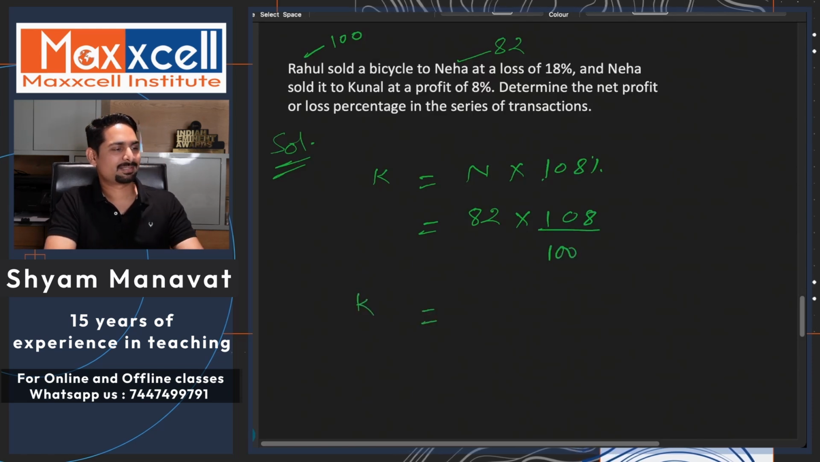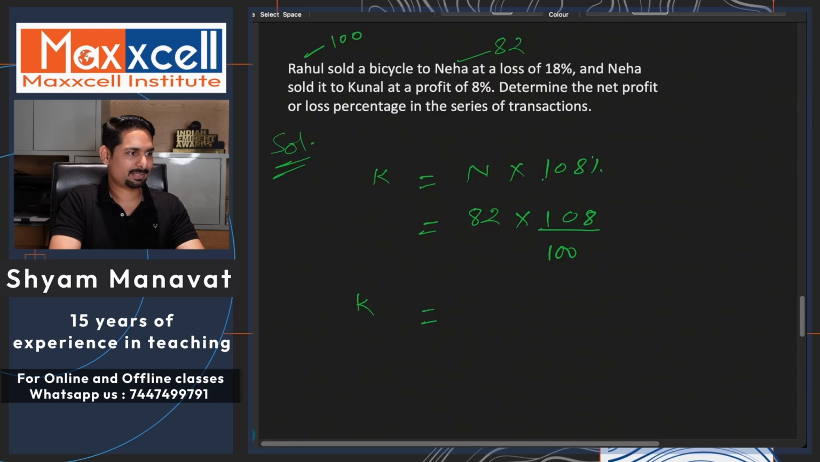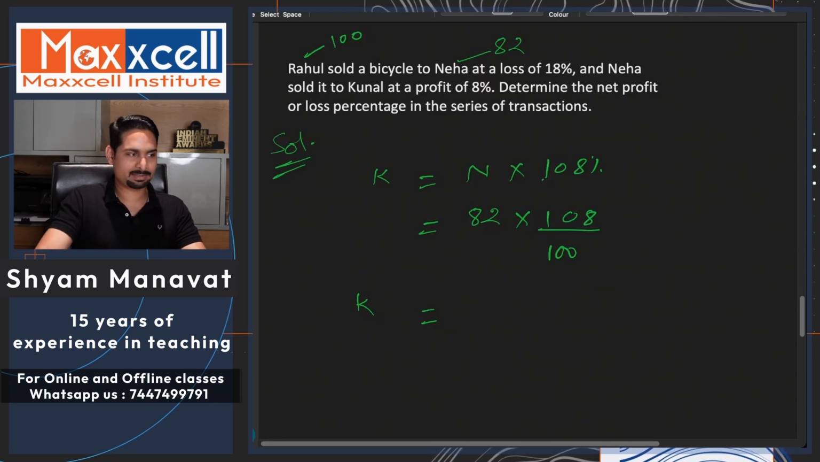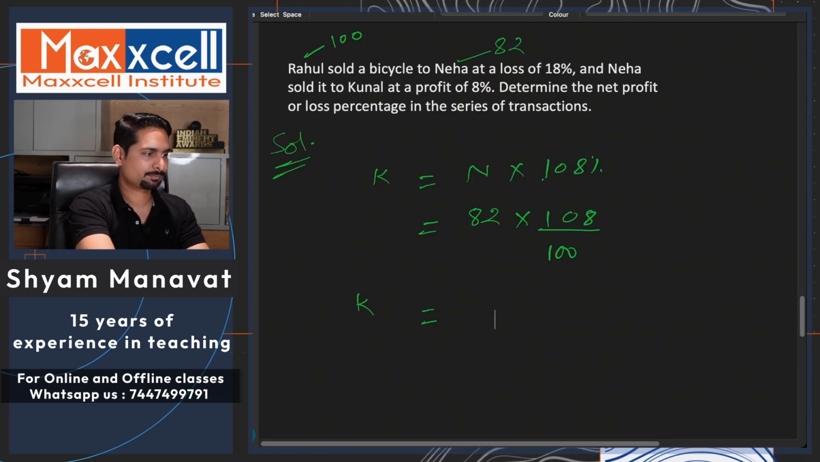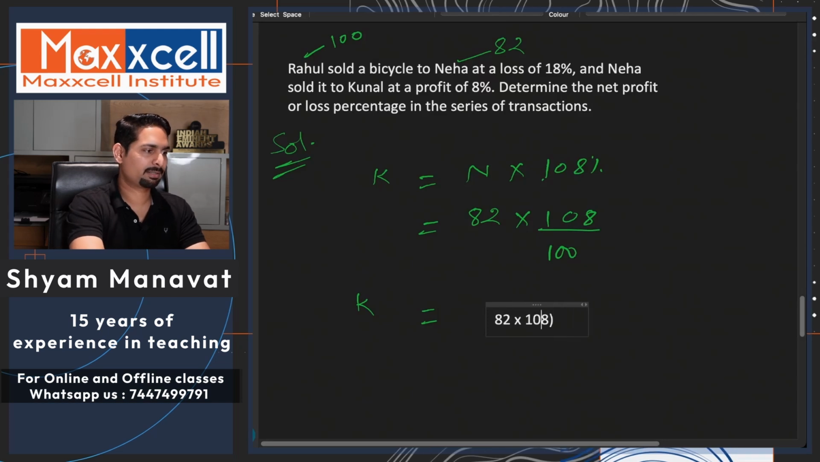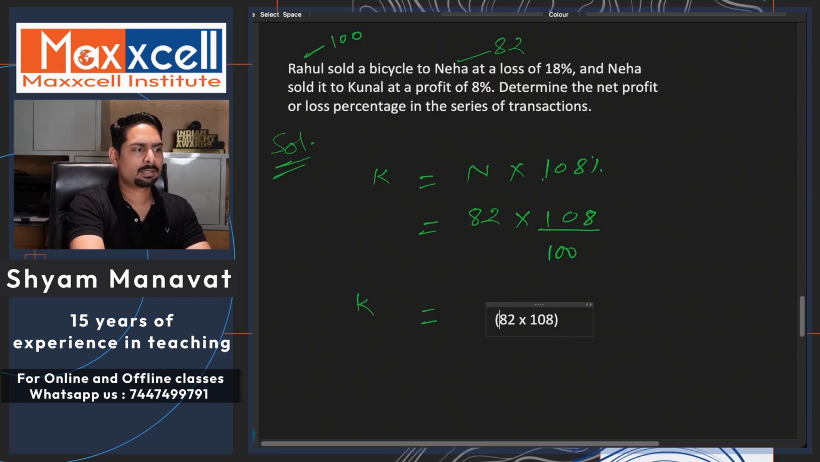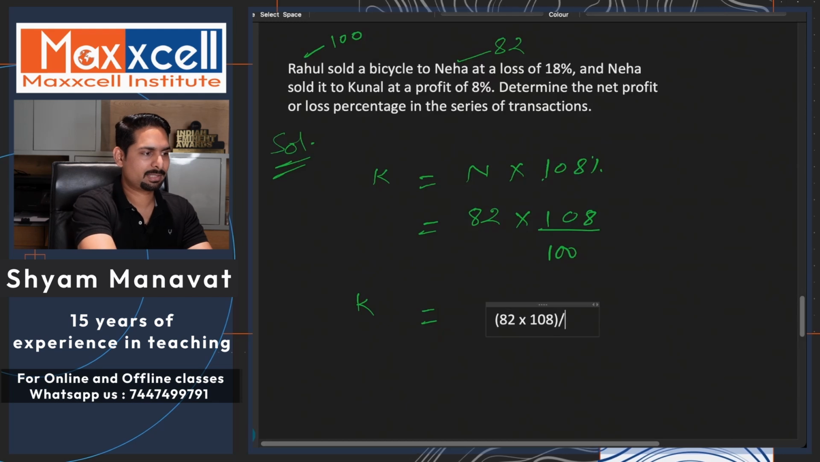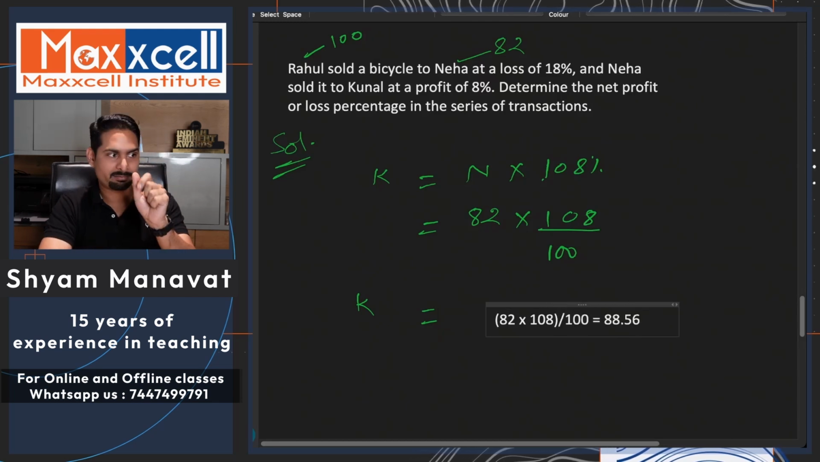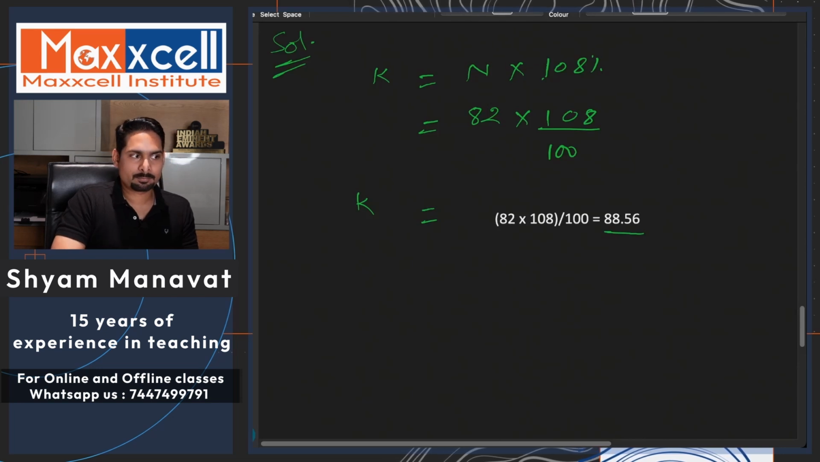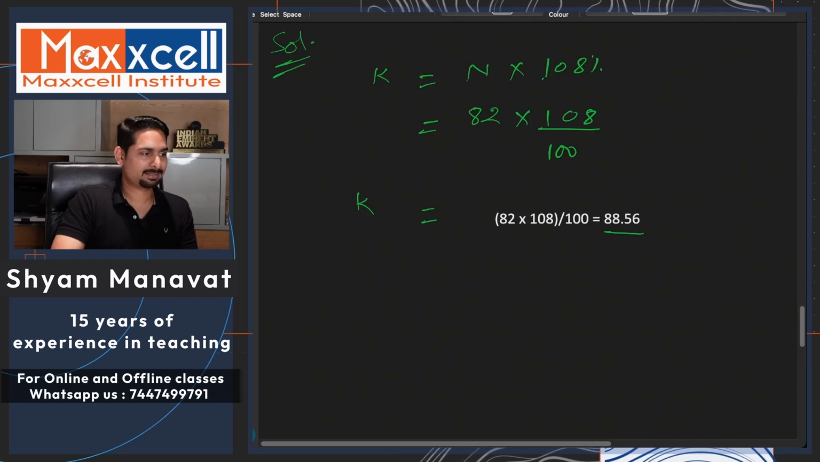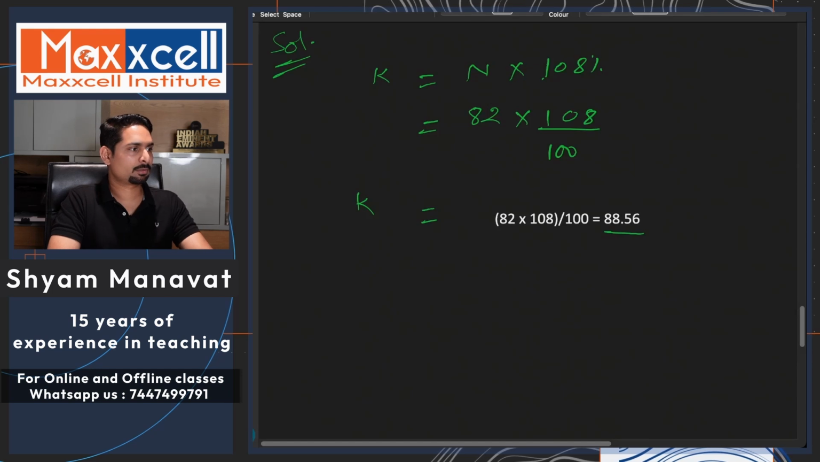For Kunal, if you calculate this, simplify it by cancelling 4 or something, or you can directly multiply 82 with 108, and then later you can divide by 100, which is just applying the decimal. When you divide by 100, you put the decimal, right? So to Kunal, it cost how much? 88.56, right?